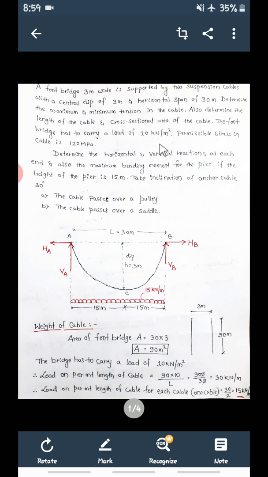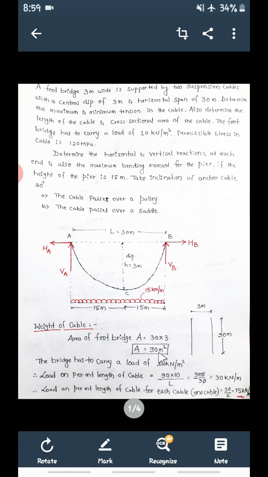Try to understand this. Means for every 1 meter square, what will be the load? 10 kilonewton. For 1 meter square area, load will be 10 kilonewton. So now what is the area of this bridge? 90. So what will be the force now? So 90 into 10. Load on per meter length of the cable. So for every 1 meter length of the cable, what will be the load? That is 90 into 10.